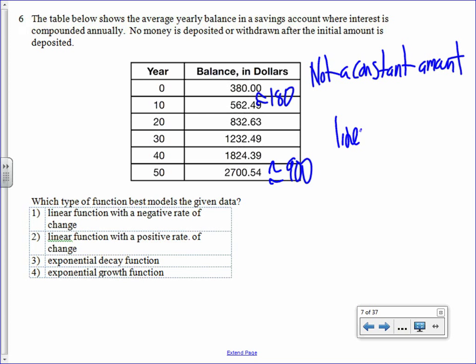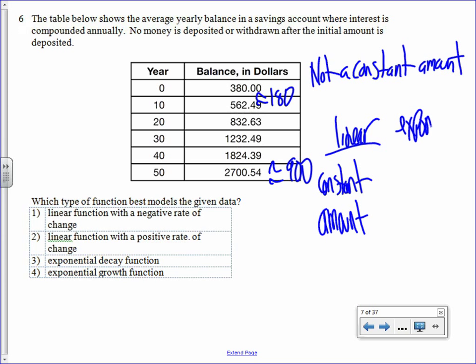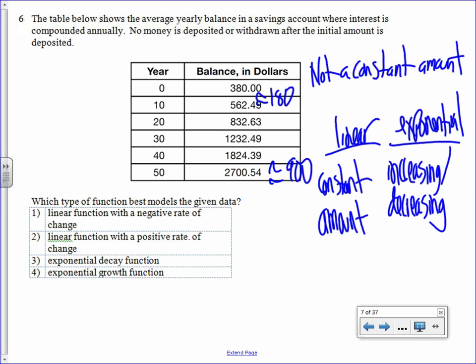Linear is a constant amount. Exponential is an increasing or decreasing amount. Because it's not a constant amount, it's not linear. Decay is getting smaller, growth is getting bigger. This is getting bigger, so it's exponential growth.